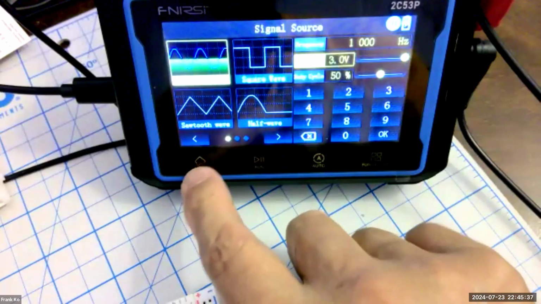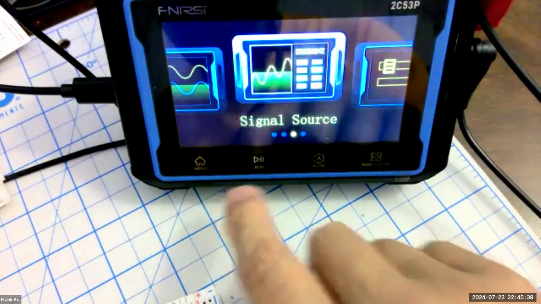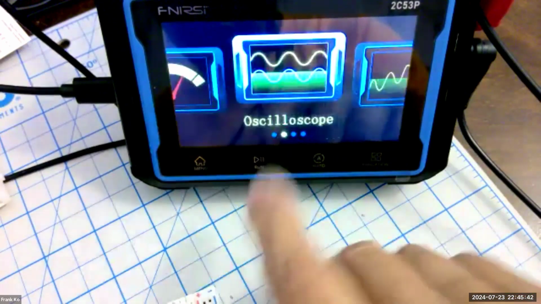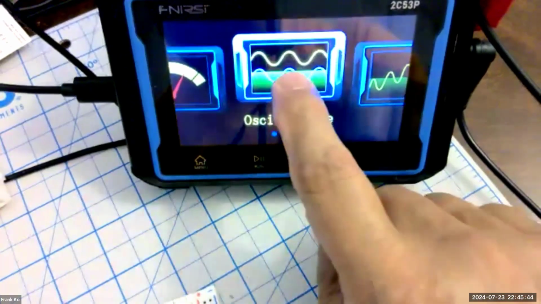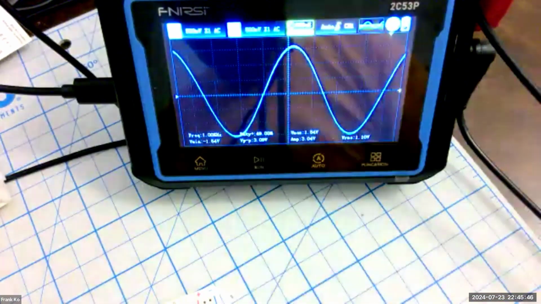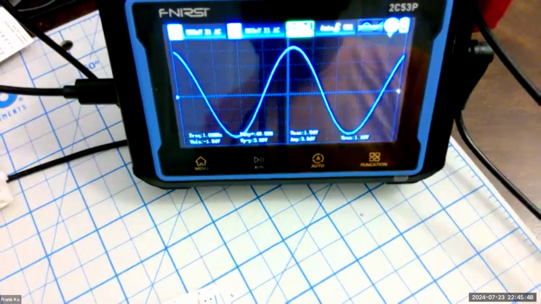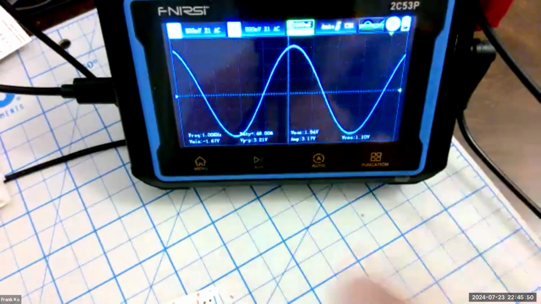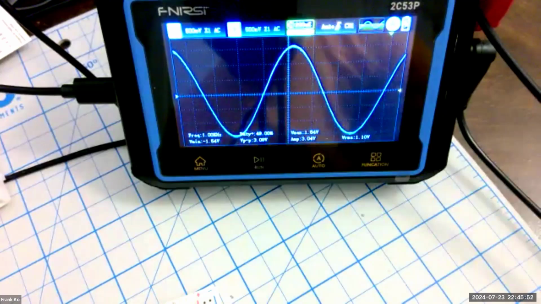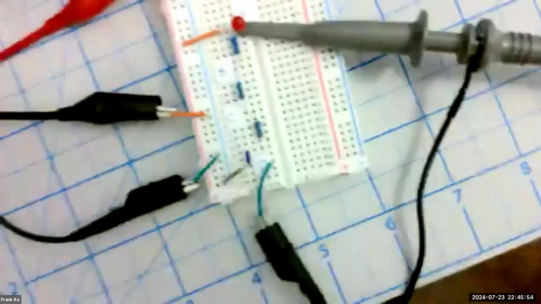So I will then go home and touch this to go to oscilloscope. And on oscilloscope, I can touch this, and I can see the display on the oscilloscope of the frequency and also of the amplitude that I want. All right, so now let's see what it is we have on the board.